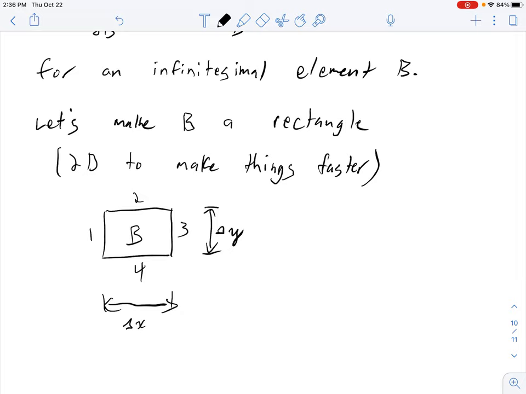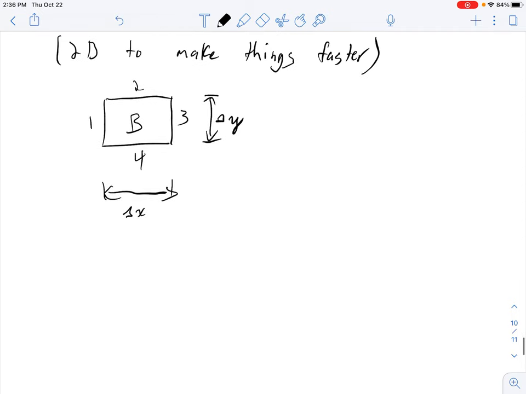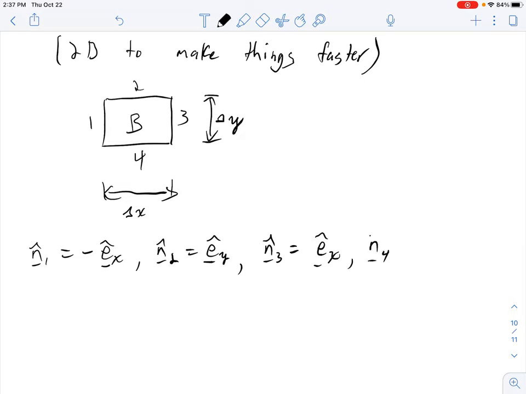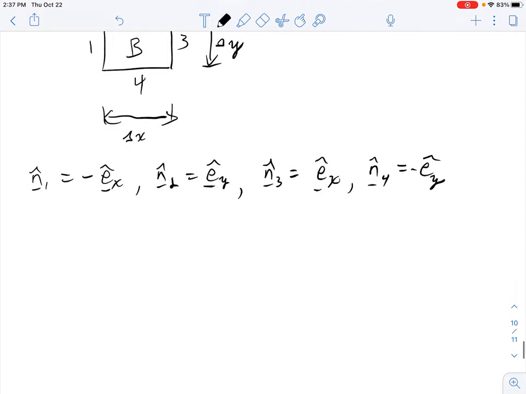So the unit normal on 1 is minus EX. The unit normal on 2 is equal to EY. On 3 it's plus EX. And on face 4, it is minus EY.